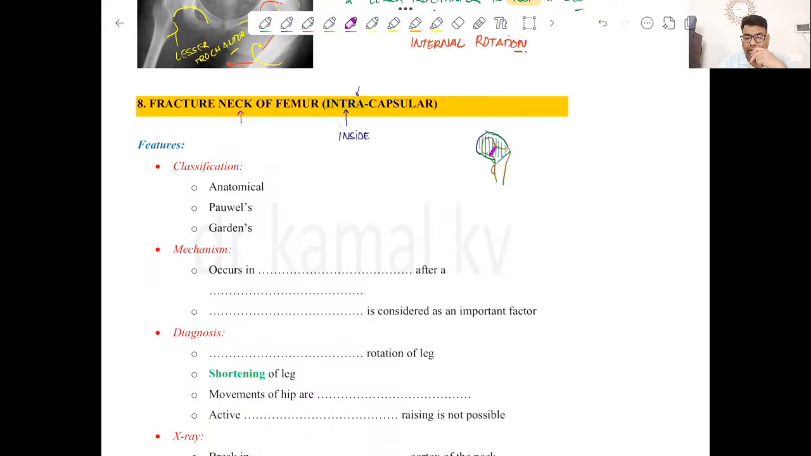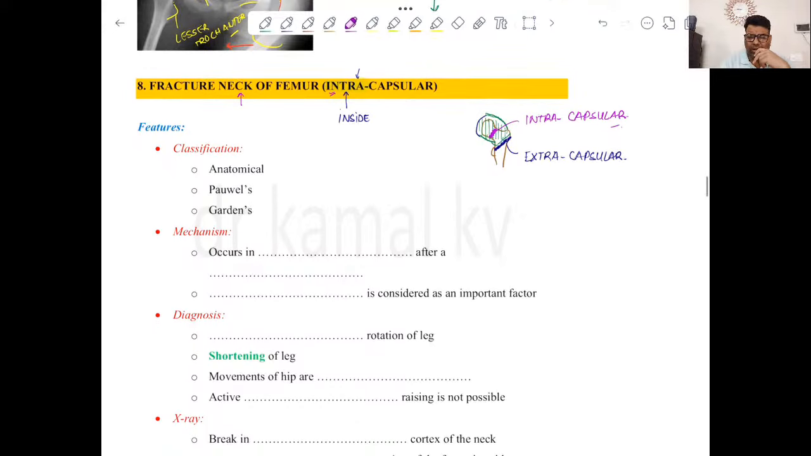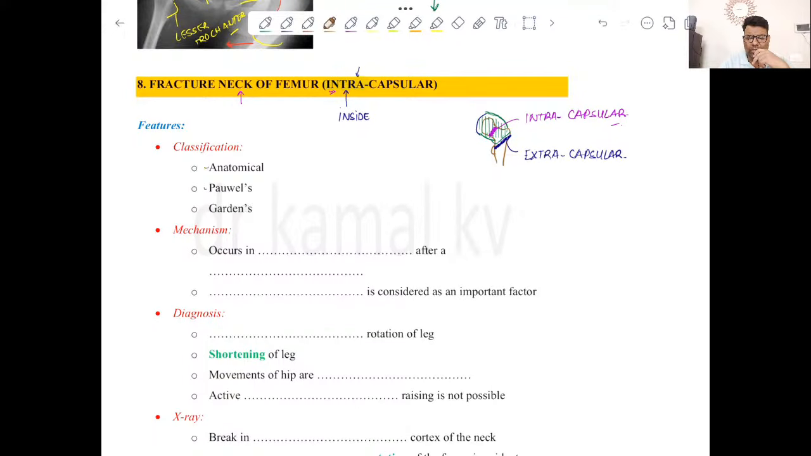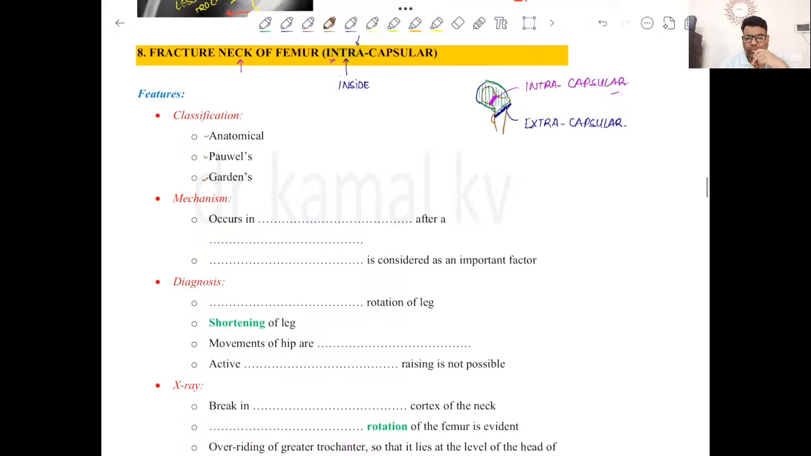Because there is one more variant where the fracture line is outside the territory of the capsule, and this is the extracapsular variety, meaning outside the territory of the capsule, and this one is intracapsular, meaning within the capsule of the hip joint, right? So I'm specifically discussing the intracapsular variety here. Now there are different classifications: anatomical, Pauwels or Garden's, and this kind of injury is especially seen in elderly people.